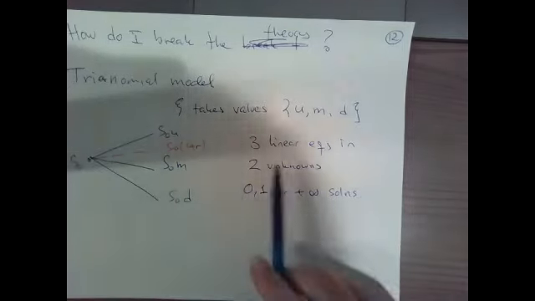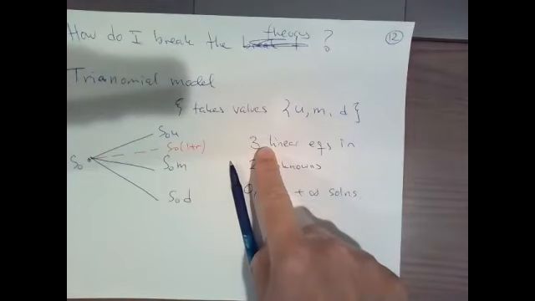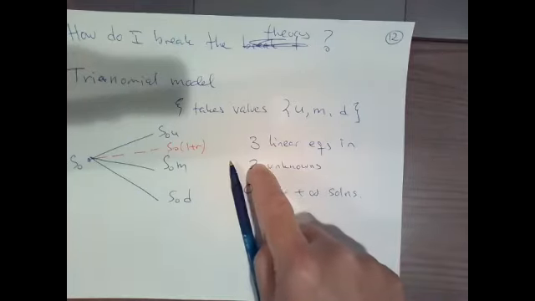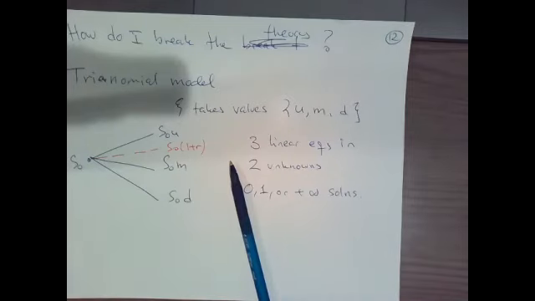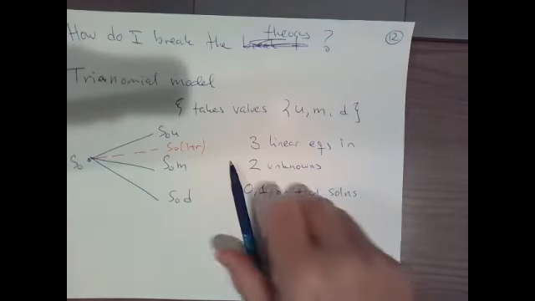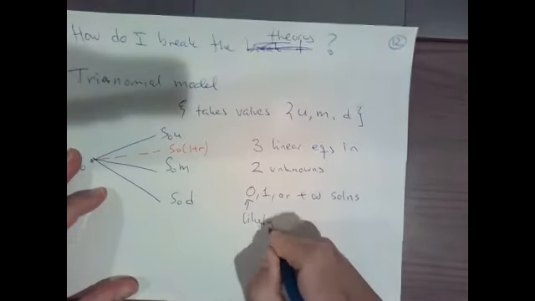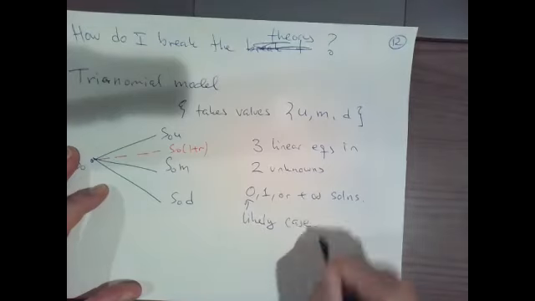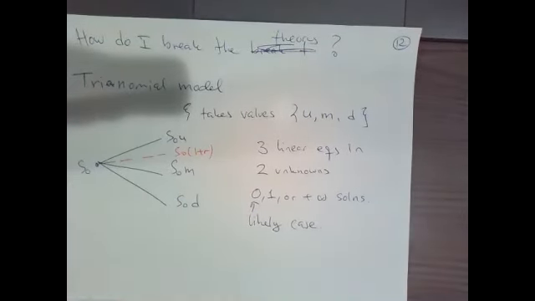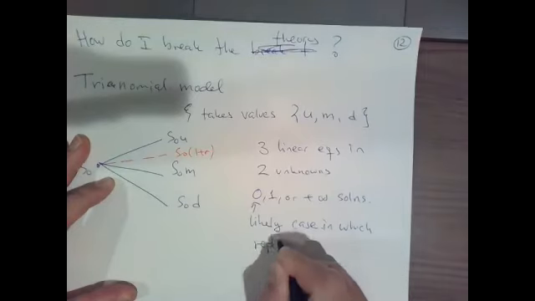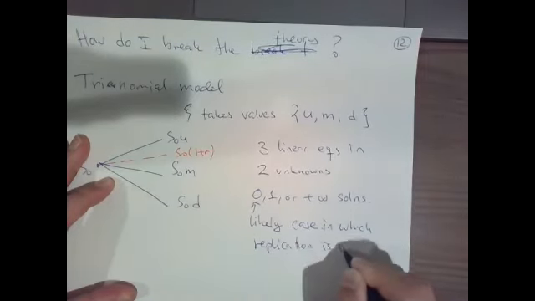Maybe make it simpler. What about if I had 2 equations in 1 unknown? Would you think that it would be likely for me to be able to solve them, or would it be unlikely for me to be able to solve them? 0 solutions. This here is the likely case. Okay, so then I can't solve it. That means that replication is not possible.